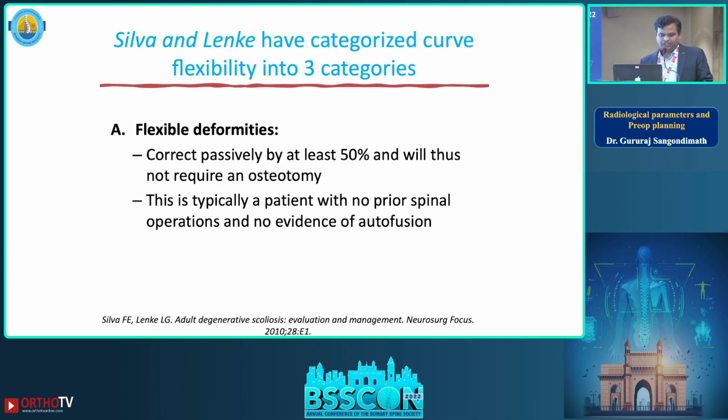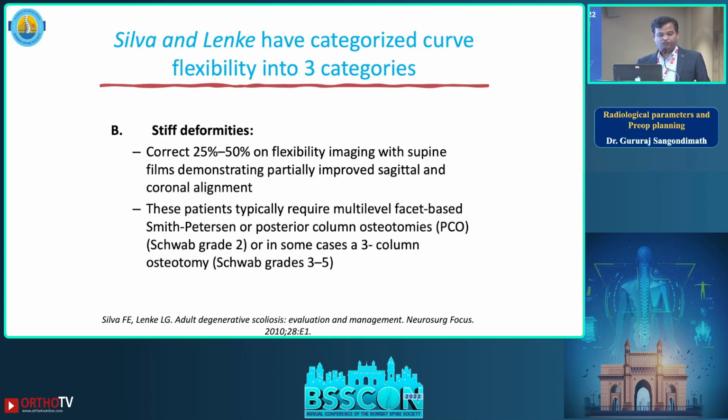Depending on these parameters, Lenke and Silva classification gave these three categories. There are flexible deformities which correct almost to the tune of 50% when you do supine X-rays or bending X-rays. So these patients are relatively easy to manage. Stiff deformities correct less than 50%, 25 to 50%, partially improving sagittal alignment on supine X-rays. So these patients will not require major osteotomies. You can get away by doing just anterior procedures or just Smith-Petersen osteotomies.